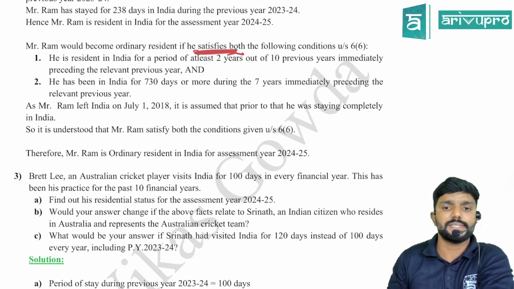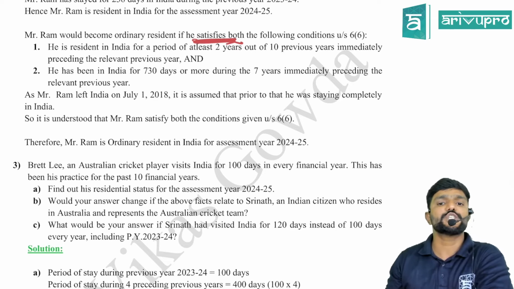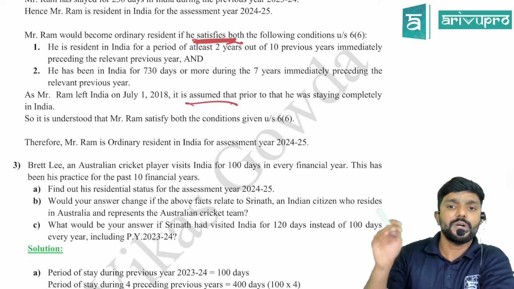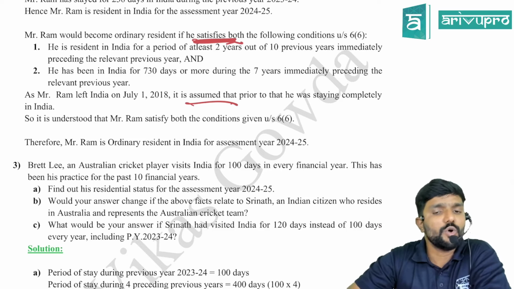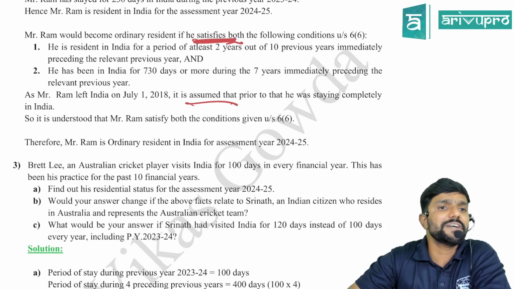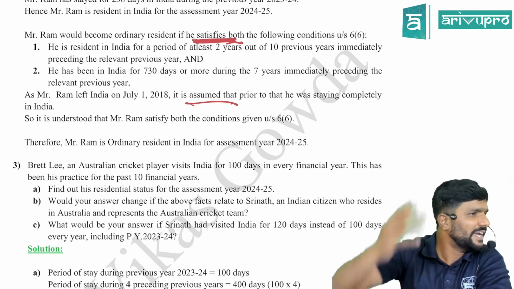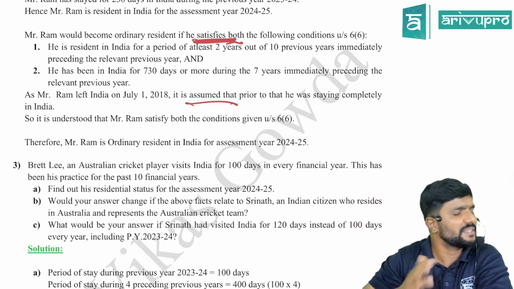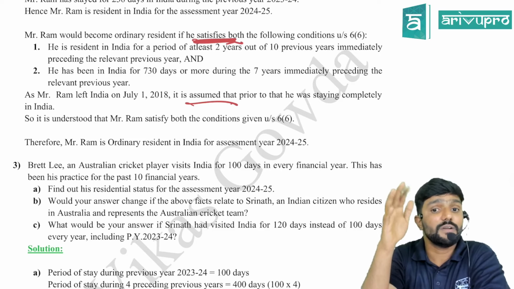Now, this sentence is important for you. As Mr. Ram left India on 1st July 2018, it is assumed that prior to that he was staying completely in India. So, it is understood that Mr. Ram satisfied both the conditions given under section 6.6. Should I prove it? How will you prove it? I explained it there, no? Like how is it 5 years? And that you cannot explain in a sentence. Sir, should we do it? No. Okay, but write it. Sir, did we use common sense? That and all, please don't mention it.